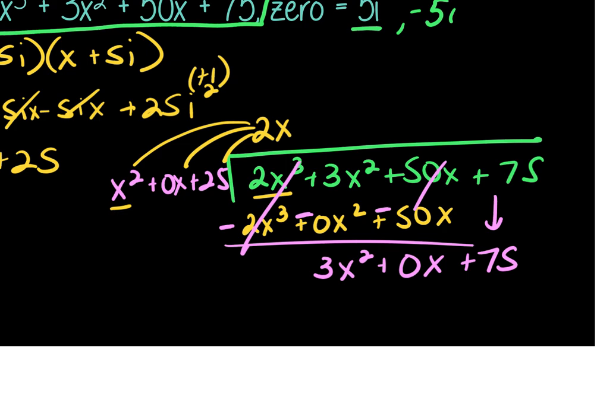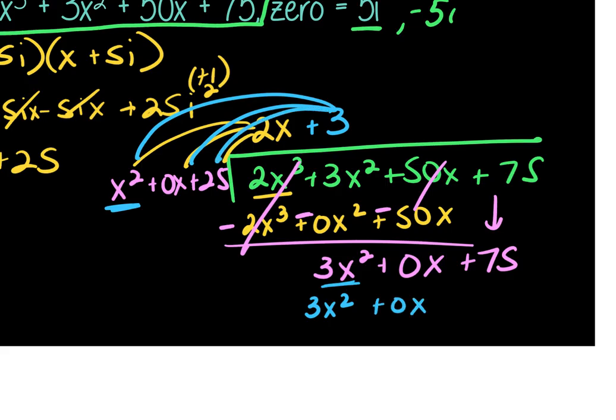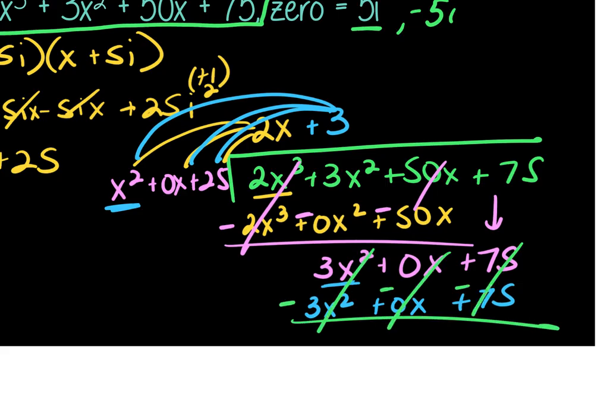And I repeat the process. So what would I have to multiply x squared by to get to 3x squared? Positive 3. Multiply it, 3x squared. Multiply it, 0x. Multiply it, positive 75. Change your signs. Cancels, cancels, cancels. Remainder 0, which is what I expect to happen because I want to know what my remaining root is. And if it's a root, my remainder will be 0.